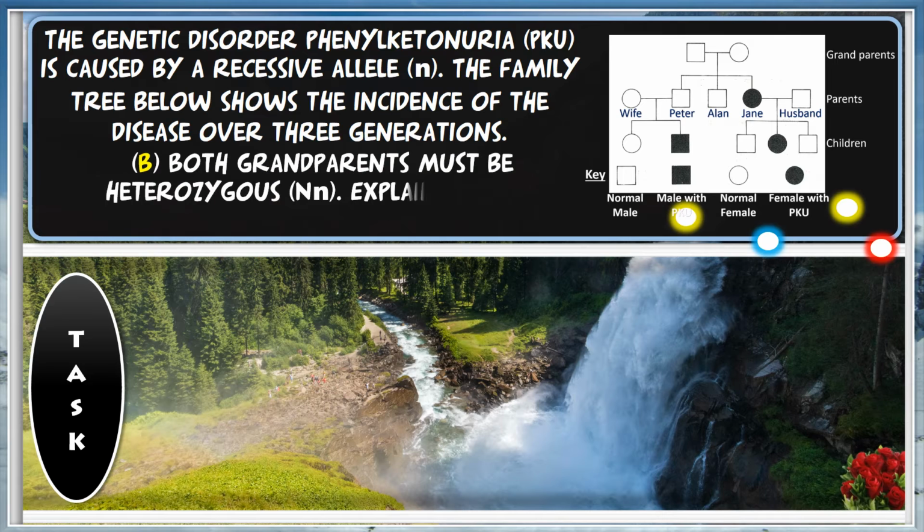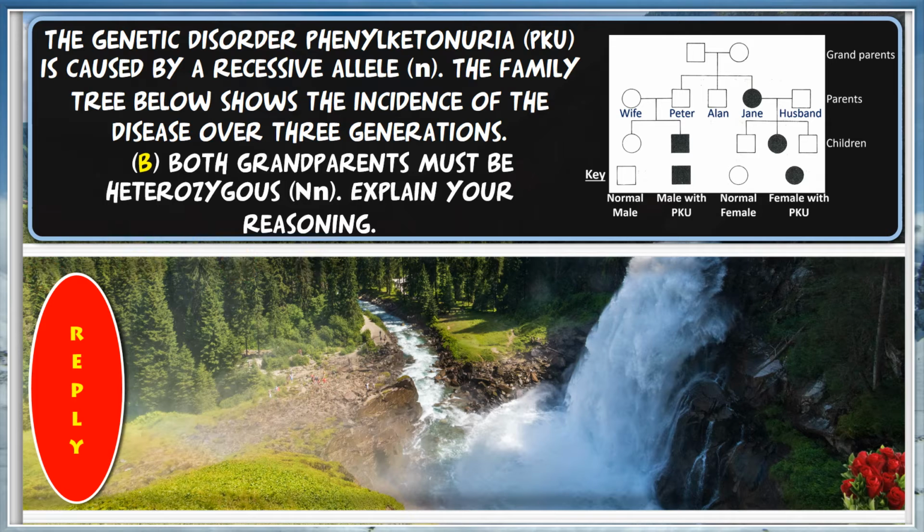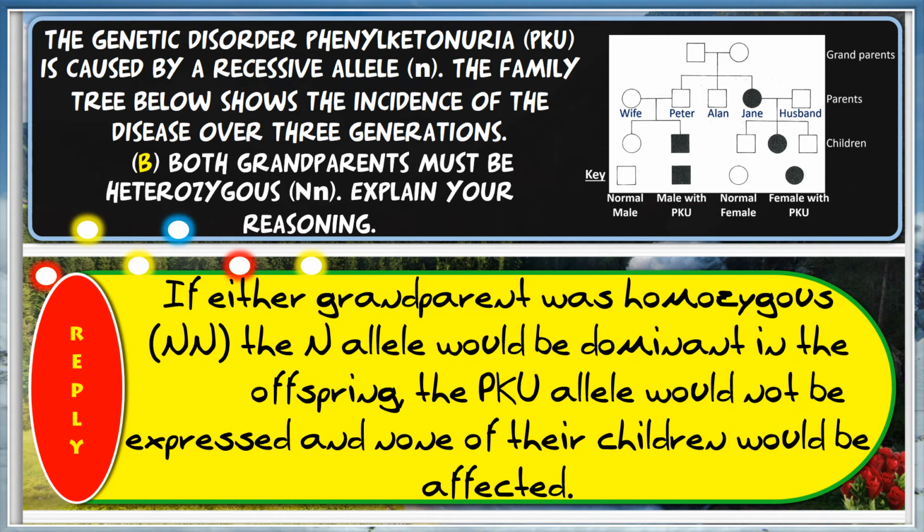Part B. Explain your reasoning. If either grandparent was homozygous, capital N, capital N, the N allele would be dominant in the offspring. The PKU allele would not be expressed, and none of their children would be affected.